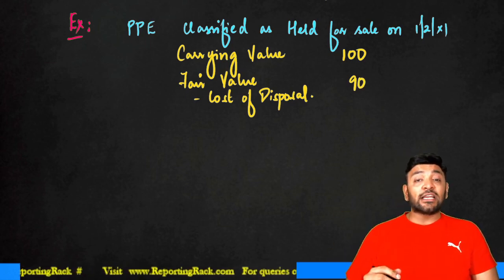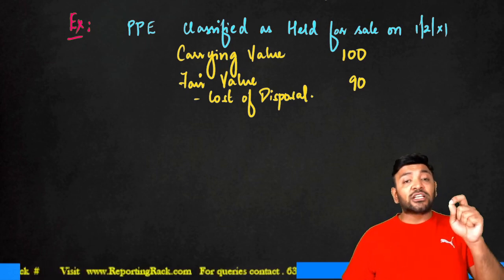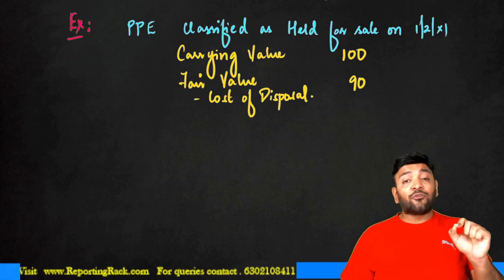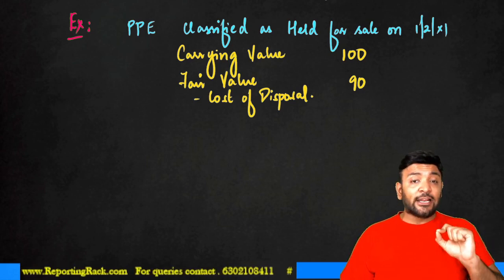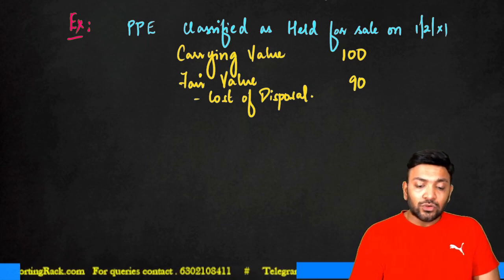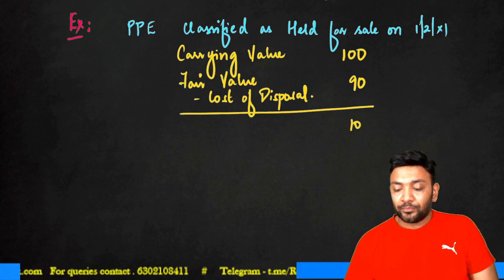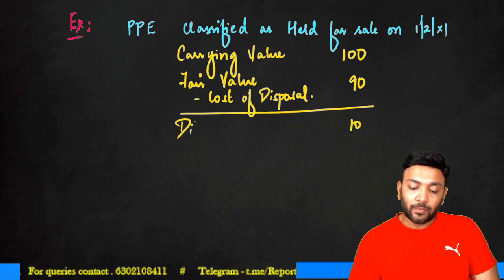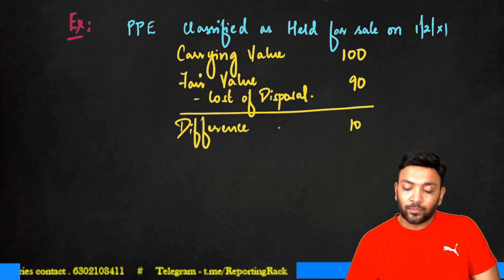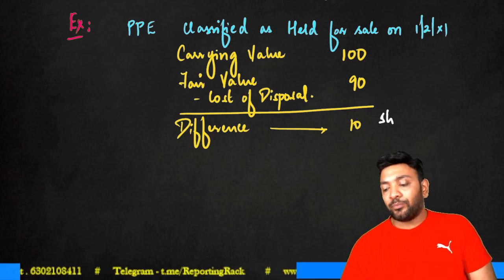In such situation, upon classification under IND AS 105, I'll have to measure the asset at lower of carrying value or fair value. Therefore, the asset should now be measured at 90 rupees. That means the asset should be written down by 10 rupees. So this difference which arises should be charged to P&L.